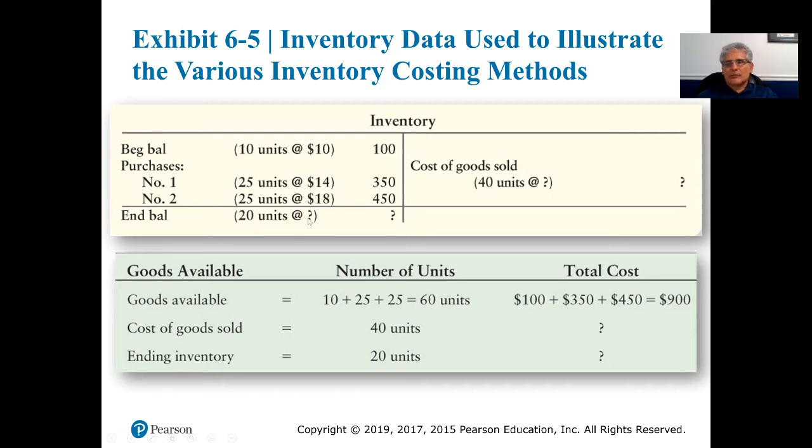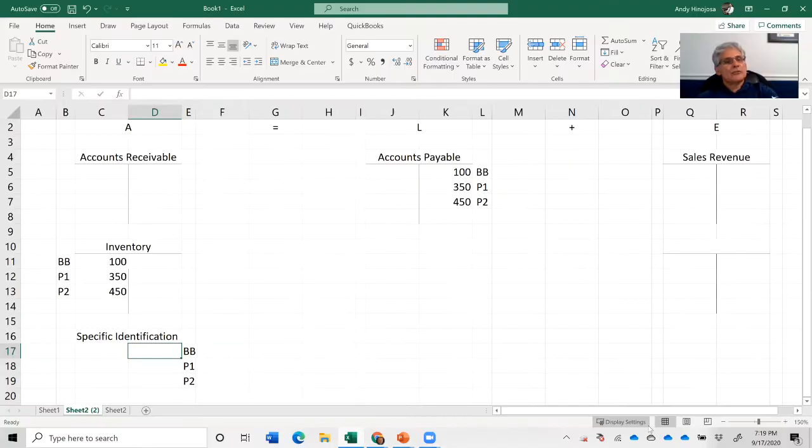Well, what did the 20 units cost? What was the cost of the 40 units that were sold? And what's the cost of the 20 units still remaining in inventory? Using the specific identification method, let's assume that we sold 10 from the beginning balance, another 20 from purchase number one, and then 10 from purchase number two. So we had 10 plus 20 plus 10, that's the 40. The problem told us that we sold 40 units.